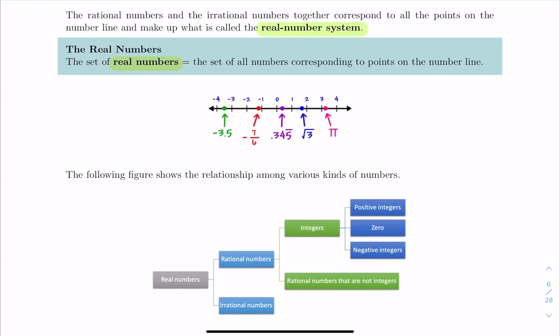From integers, we have our positive integers, we have 0, and we have negative integers. So you can kind of see the hierarchy that comes into play when we talk about real numbers.